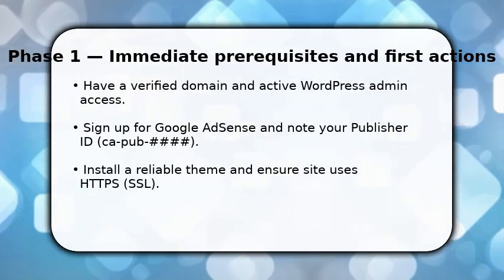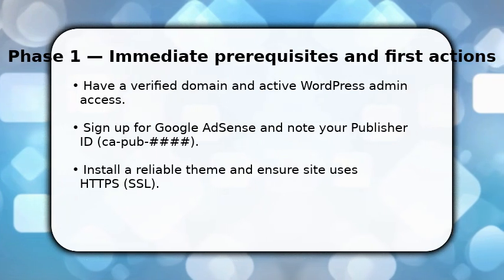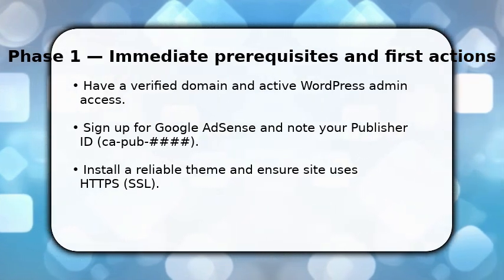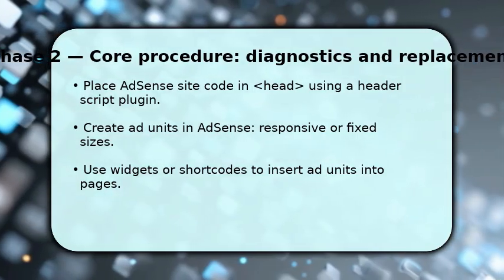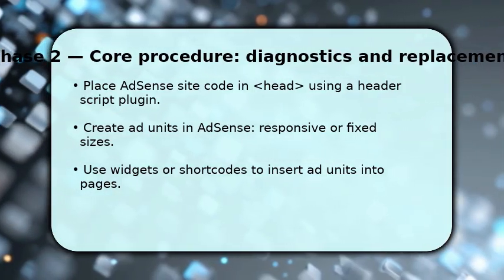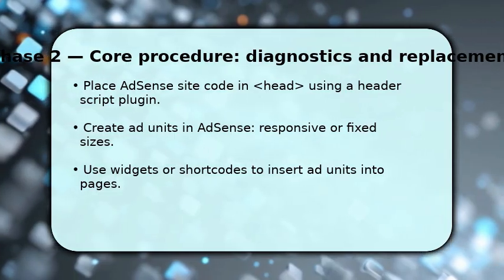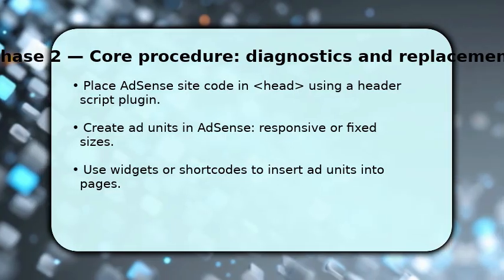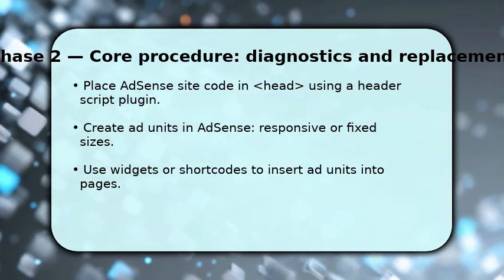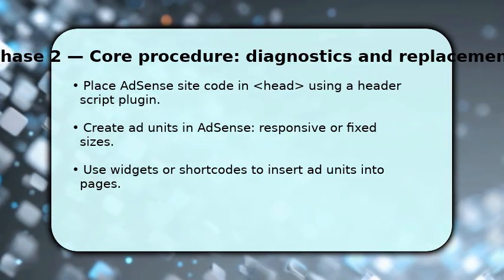Now, move to implement the AdSense code inside WordPress so Google can verify and display ads. You will now add the AdSense site code and ad units. First, open the header script plugin and paste the AdSense site code into the head section. This allows verification. Next, in your AdSense dashboard, create responsive ad units and copy their ad codes.